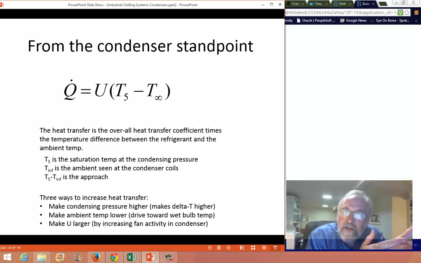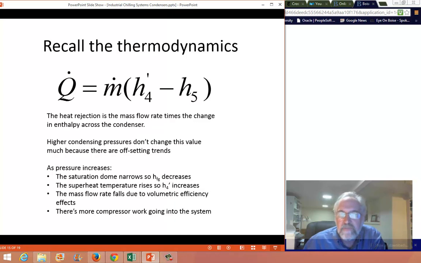If you want to increase that heat transfer, you can do it three ways. You can make the condensing pressure, in this case I'm calling it T5, higher, which then raises the condensing temperature at a given T infinity, the environmental temperature. That delta T then gets bigger. You can drive ambient temperature lower, and that's what an evaporative condenser does. It takes 90-degree air and makes it 70-degree air by evaporating the water into it, according to the example we just looked at. Or you can make U larger, and you can do that by increasing the airflow through the fan. So any one of those three things increases heat transfer in the condenser.